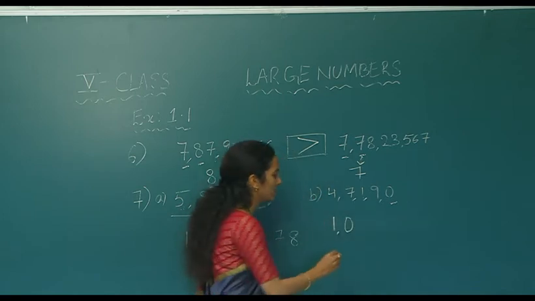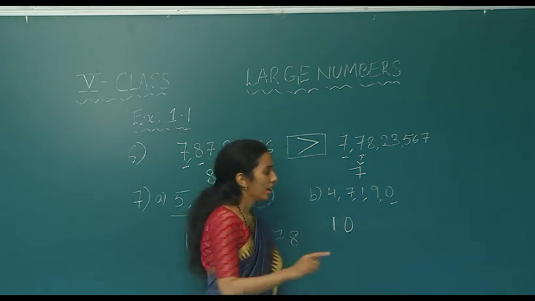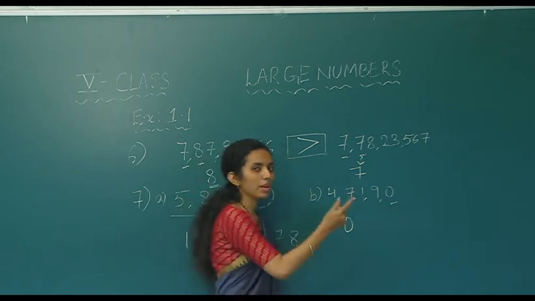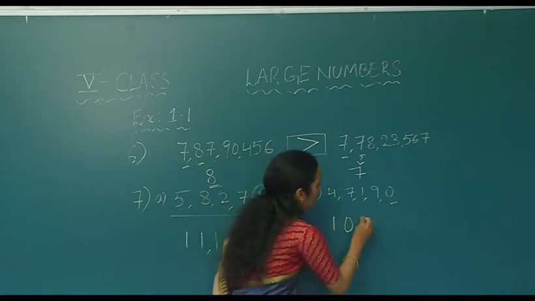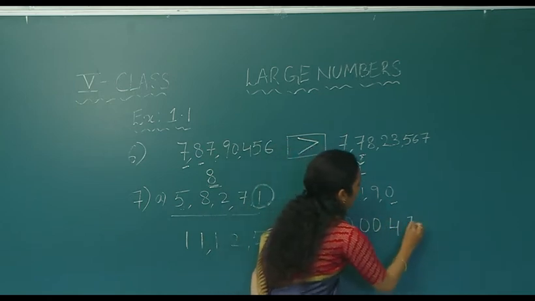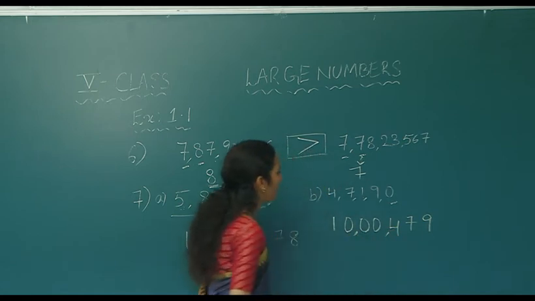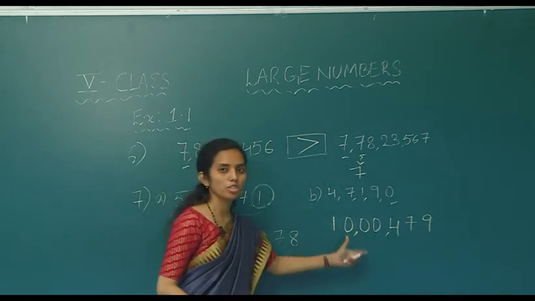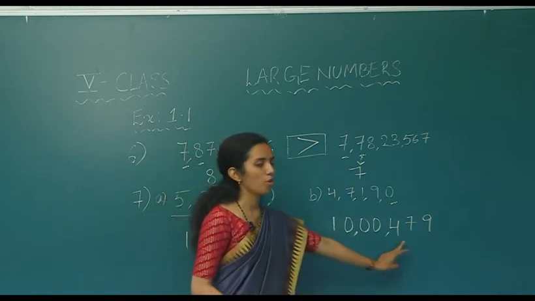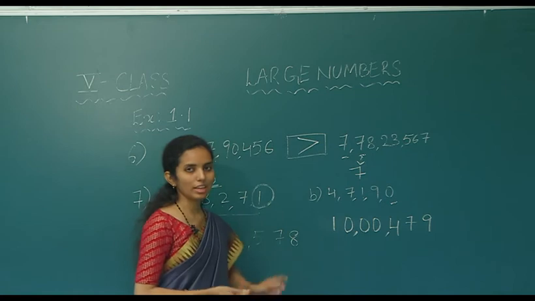First write 0 once, and what do we have to do? We have to repeat 0 two times. Why? The given digits are 5, but we want a 7-digit number. So, 5 plus 2, 7. So, repeat 0 two more times and write 4, 7 and 9. Now put the commas, and this is the smallest possible number with the given digits. What is the number? 10,00,479. This is the smallest possible number with the given digits.